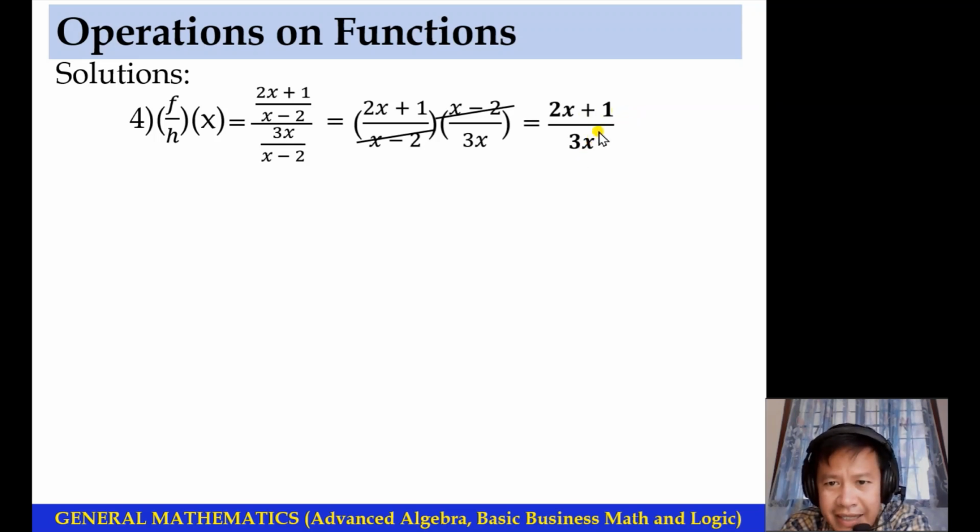Now, do not cancel this one, students. This cannot be applied because this is binomial and this is monomial. You cannot cancel binomial with that of the monomial. Because some students apply that. Sir, I can cancel this out. No, you cannot cancel that. Okay, did you understand? So this is our answer, 2x plus 1 all over 3x.